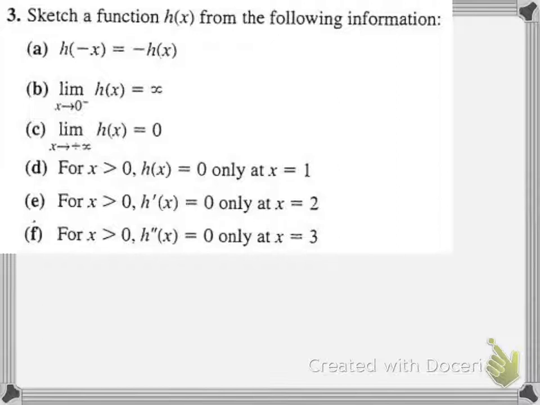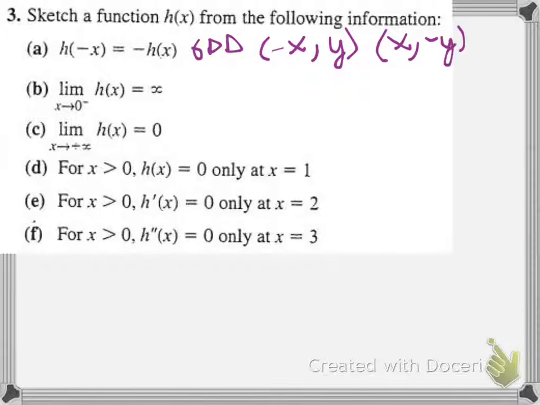A is saying h of negative x equals negative h of x. Hopefully you guys, especially with our conversation that we had today, can recognize what that means. It's trying to tell you that it is an odd function. It is telling you that for every negative x and y value, there is a positive x and negative y value. Odd functions are symmetric about the origin.